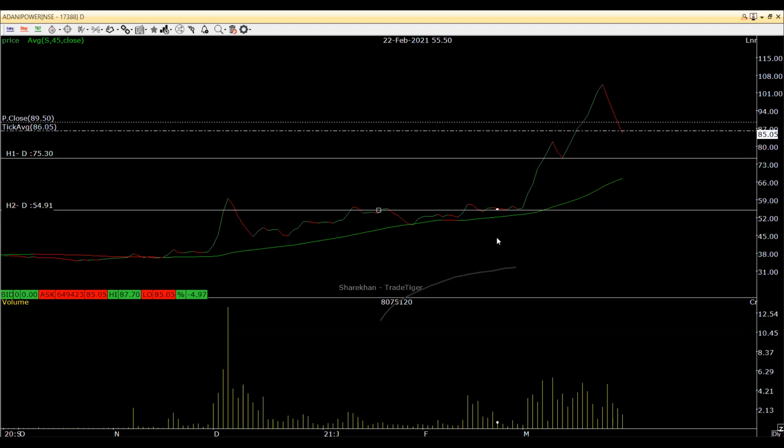You show me any country anywhere in the world where stocks have risen continuously without falling for 10 years in a row. Or even 3 years, 4 years maybe, but 10 years is impossible.